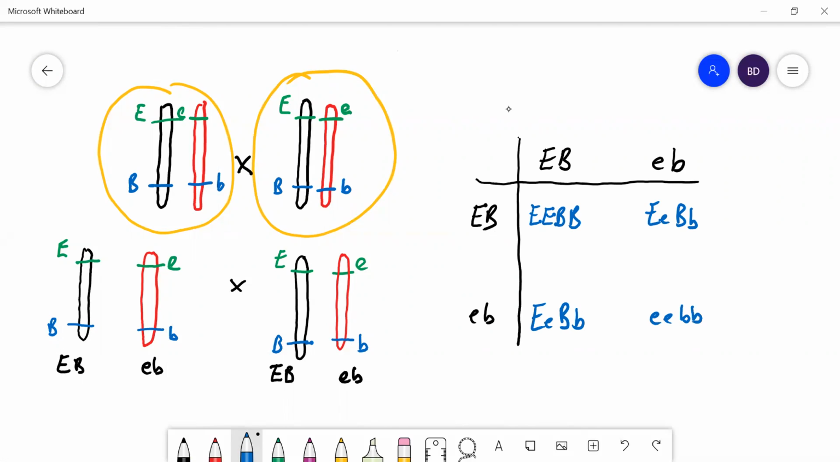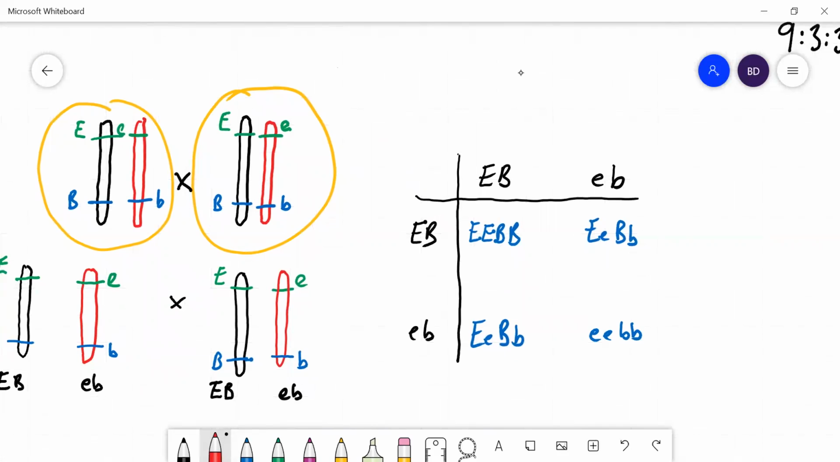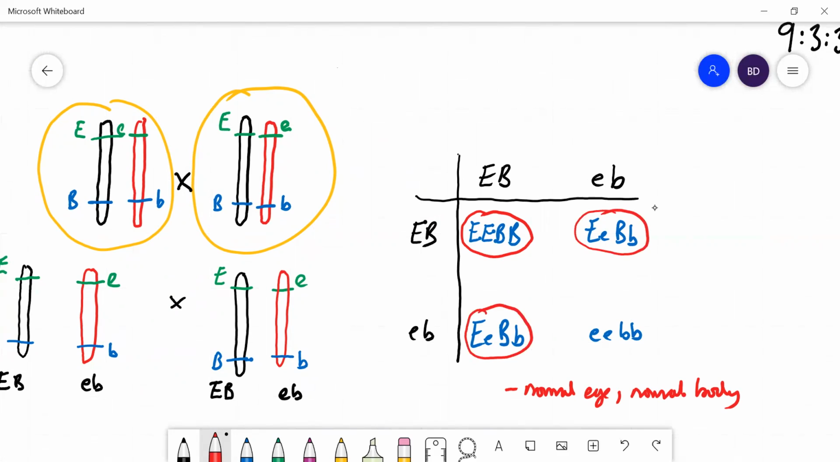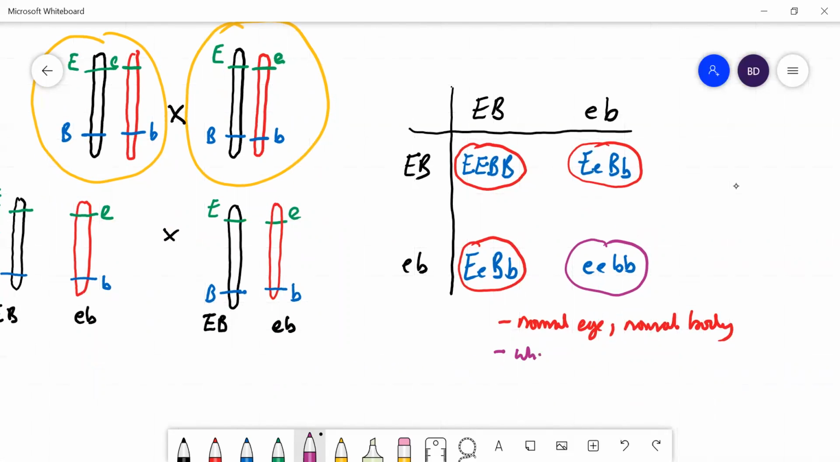So let's have a look at those. Well, this would be, I think we color coded it in red before. It's a bit out of reach up there, so I won't draw it, but we colored that in red. So that is going to be the normal eye, normal body. Now this one is also going to be the same. And that one's going to be the same. And the last one, well, this would be the other one. That would be the double mutation. So that would be white eye and black body.